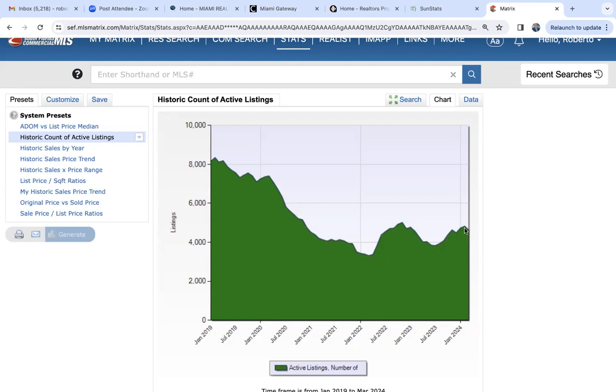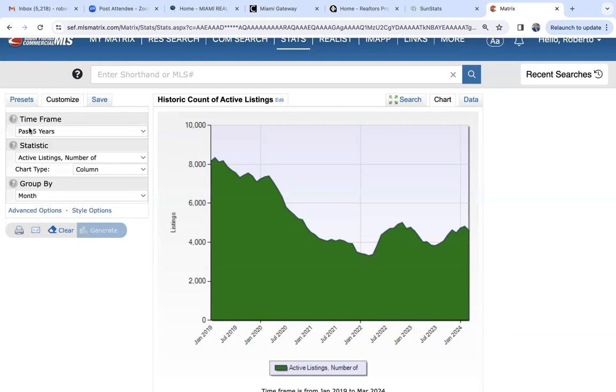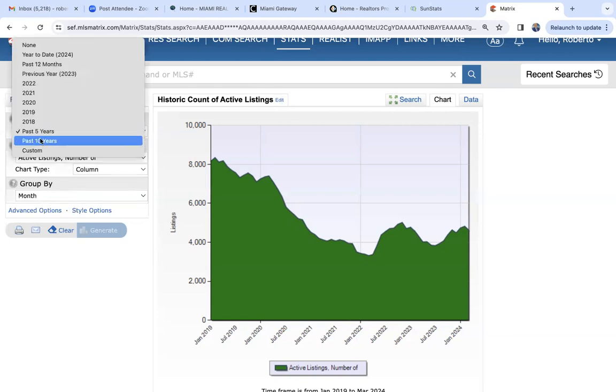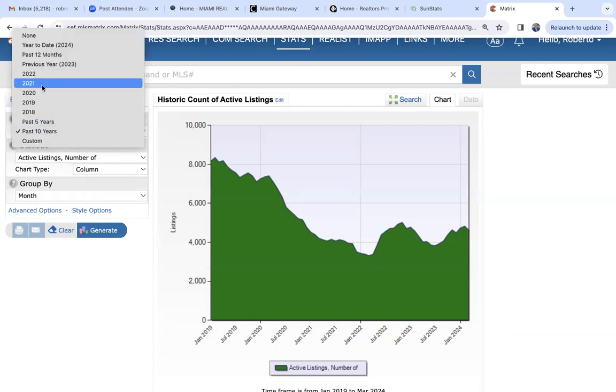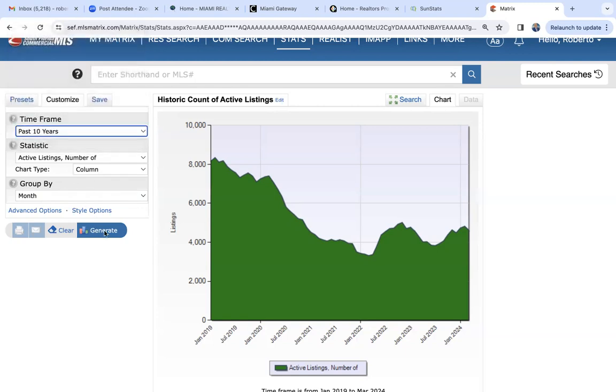Now, if you want to see those numbers for the last 10 years, go to customize and then come over here to where it says time frame and let's click on past 10 years, right? You can go for any particular year, past 5 years or past 10 years. The MLS does not keep data further than 10 years. So let's click on 10 years. Let's click on generate. And what are we looking at now?